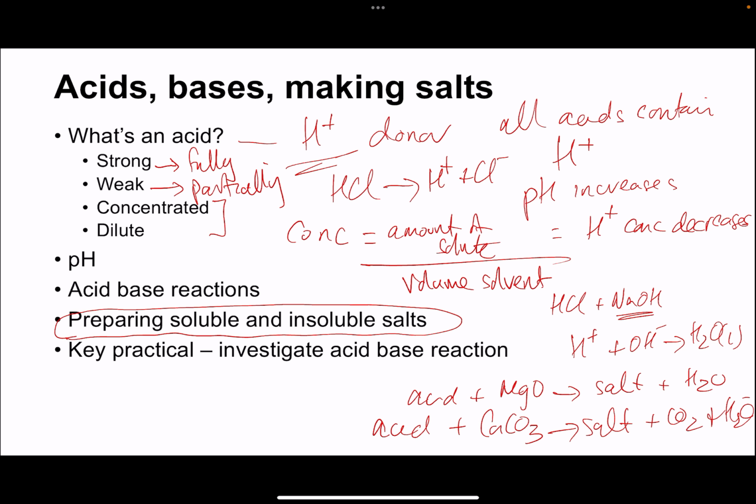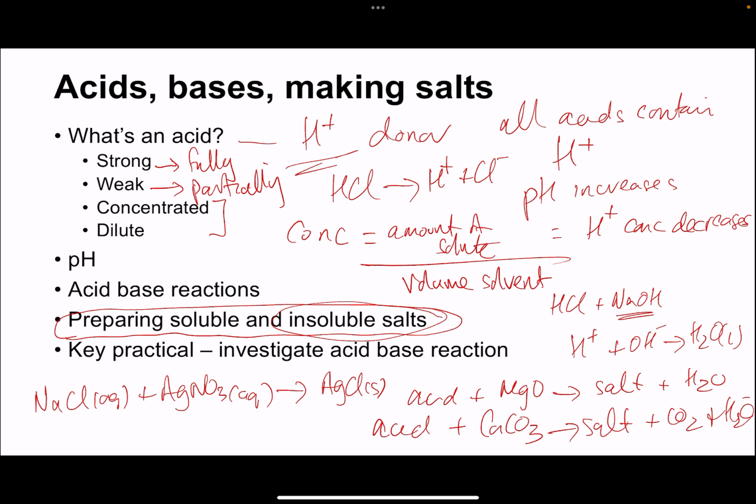You also need to know how to make insoluble salts, like two solutions mixed together. I'll give you an example: sodium chloride solution with silver nitrate solution. That forms a white precipitate of silver chloride. All we need to do is mix the two solutions and pass them through a funnel with a filter paper, filtration. The solid will remain behind. You can wash the solid with little bits of water to get rid of any impurities and then leave it to dry. That's how we make insoluble salts.